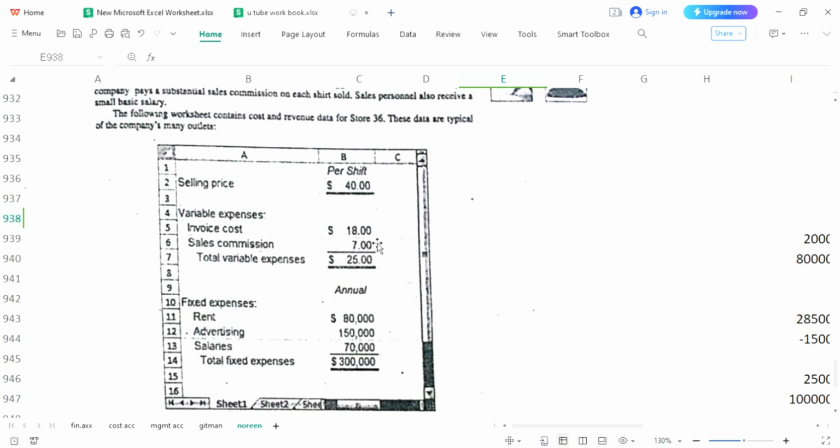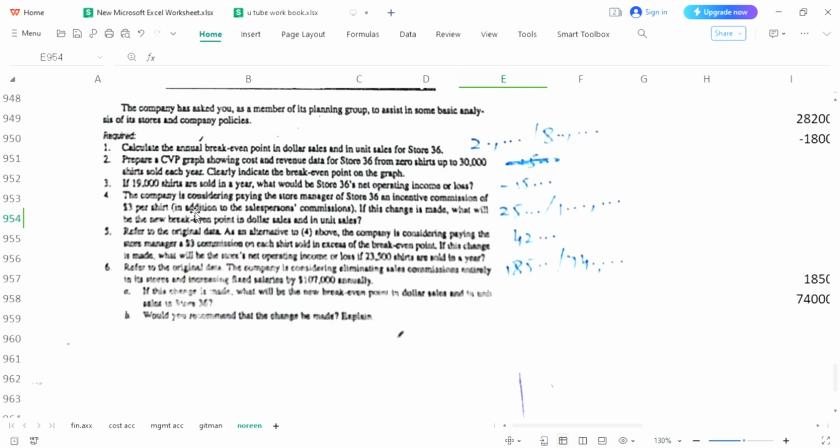Why are we going to increase commission? Because the greed of this commission will let your agent sell more. With this, what will happen? Your sales should increase. Let's see if he's mentioning it. If this change is made, what will be the new break-even point in dollars and in units? Obviously, by increasing the commission the agent will try to sell more so that he can get more commission. But we will practically see the break-even point after this change.